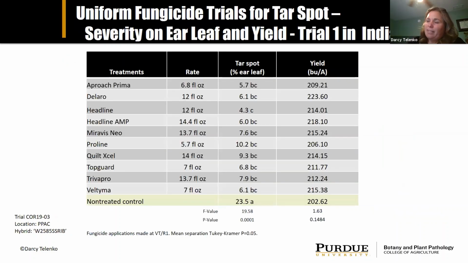When we looked at the yields in our first trial, we did have some variability in our yields. Disease only got up to about 23% in that non-treated check in the green bar. The change in yield, which didn't separate significantly, was 3.5 to 21 bushels per acre. So there is that 20 bushel per acre potential.